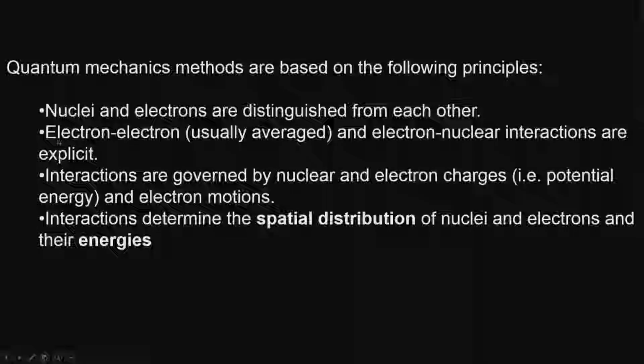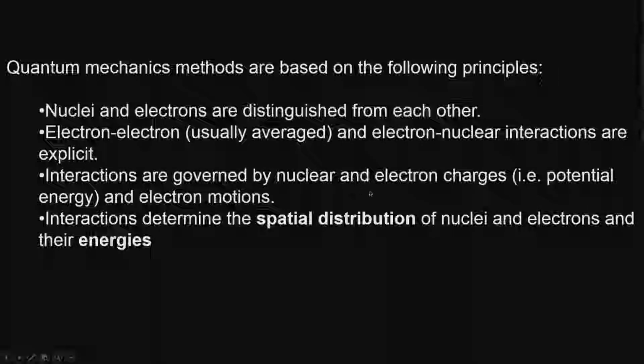Okay, so quantum mechanical methods are based on the following principles. Nuclei and electrons are distinguished from each other. So, you have electron-nuclear interaction, with attractions and repulsions. You do not consider all the electrons because that would be too much. I will tell you later how they are averaged out.